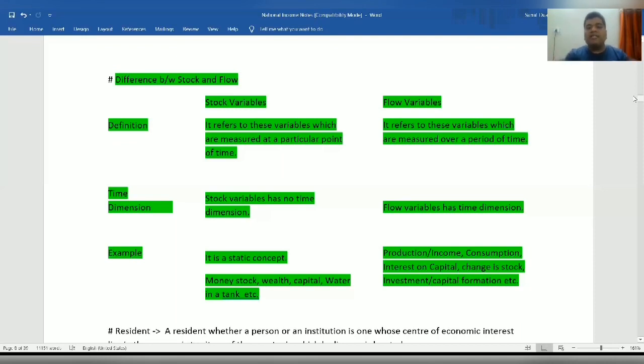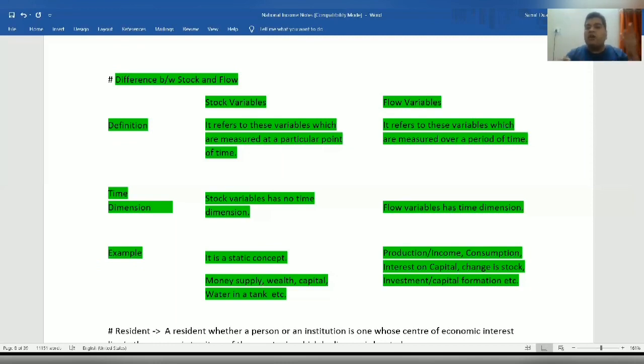When I talk about the money supply, by mistake I have written money stock. Money supply is also a stock. You have already discussed in the chapter money and banking that money supply includes C plus D, currency with the public and demand deposits with the commercial banks. We always measure the quantity of money available in the economy at a particular point of time.